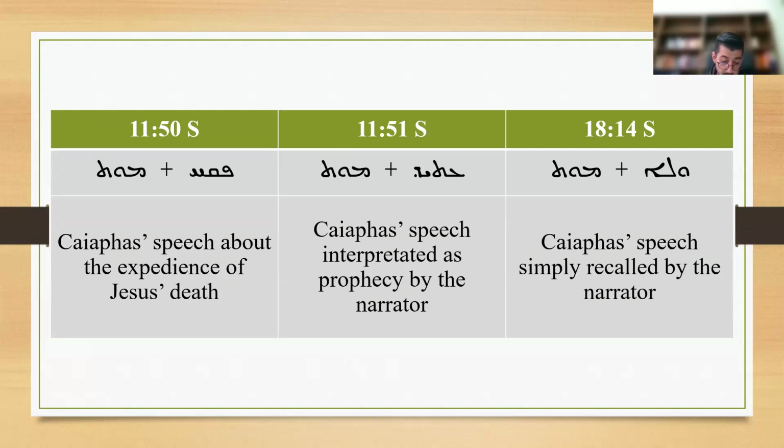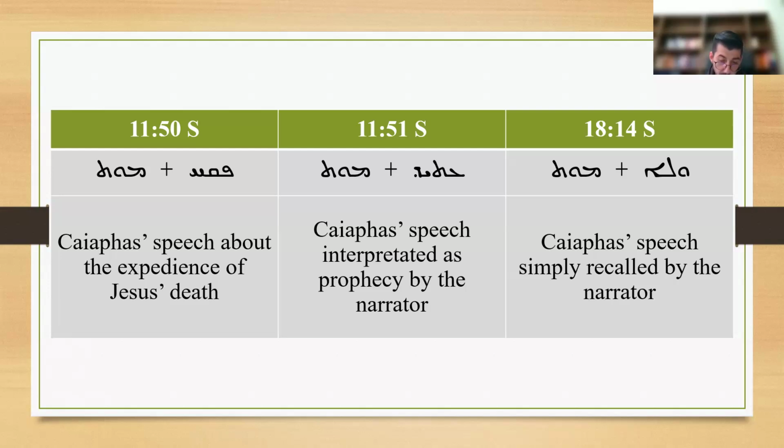John 11:50s, Pkach plus Mut, Caiaphas' speech about the expedience of Jesus' death. John 11:51s, Atit plus Mut, Caiaphas' speech interpreted as prophecy by the narrator. John 18:14s, Wole plus Mut, Caiaphas' speech recalled by the narrator. The perspective of the reader is also shaped by new textual links, compared to the Greek text.